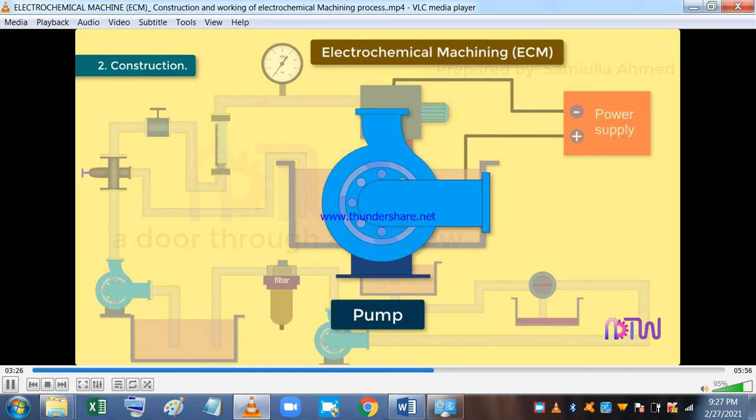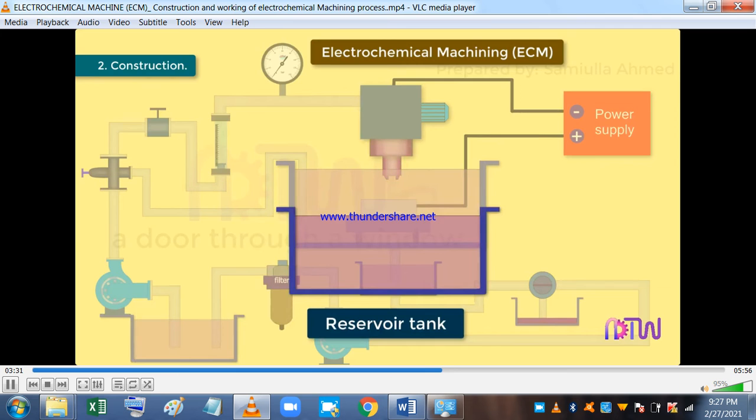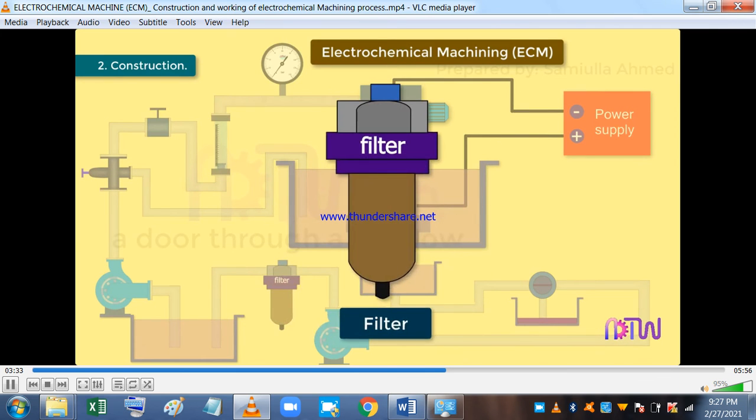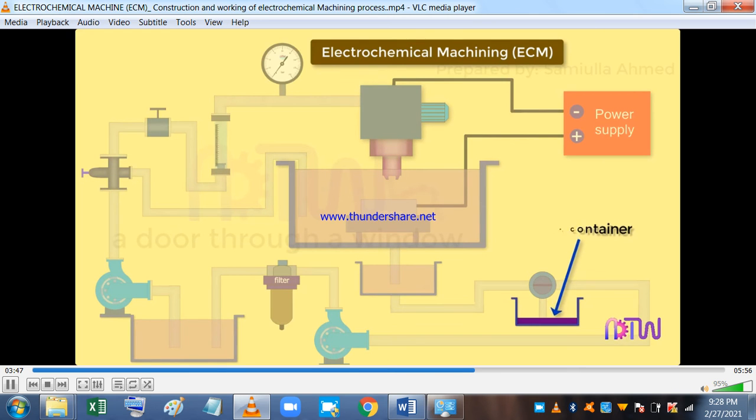Pump. The pump helps in circulating the electrolyte. Reservoir tank. Stores the electrolyte. Filter. It helps in filtering the impurities present in the electrolyte which may choke the supply lines. Centrifuge. It helps in separating the sludge from the electrolyte. Sludge container. Stores the sludge produced during the machining process.